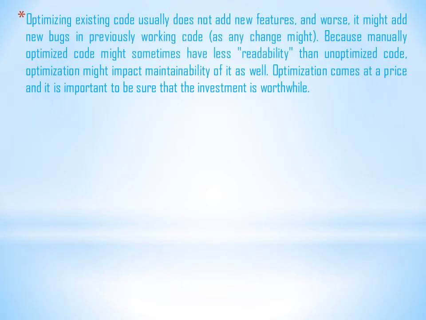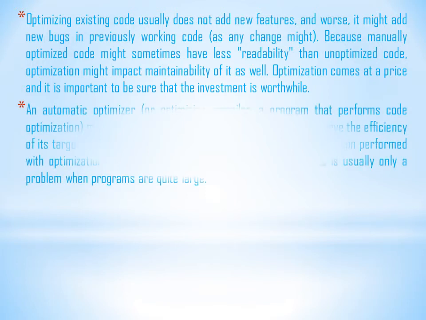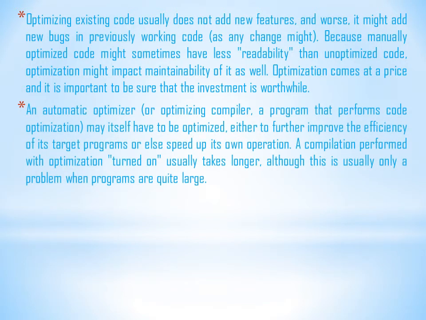Optimizing existing code usually does not add new features. It might add new bugs in previously working code as well, because manually optimized code might sometimes have less readability than unoptimized code. Optimization might impact maintainability as well. Optimization comes at a price, and it is important to be sure that the investment is worthwhile. An automatic optimizer may itself have to be optimized, either to further improve the efficiency of its target programs or else speed up its own operation.